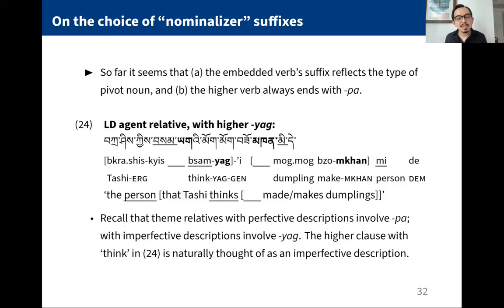If the higher description is say, we think of that as something that someone said, so as a perfective description. But if it's something we think, we naturally think of this as something where the thinking is ongoing, where that's an imperfective description. And remember that with theme relatives, there's this aspectual interaction. With perfective descriptions, you get pa for a theme relative, but with imperfective descriptions, you get ya. So the higher clause, changing that to think, makes it so that the higher clause is naturally interpreted as an imperfective description. And correspondingly, we get the ya marker on the higher verb. So what we take away from this is that it's not just that the higher verb is always pa. It seems to actually reflect some productive alternation, reflecting in this case, as if we are doing a theme relative out of the higher clause.